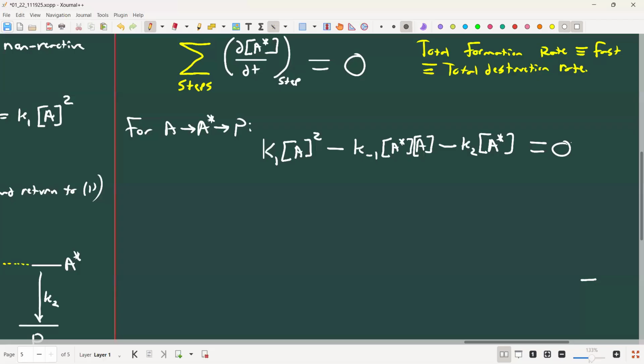Now look what I can do here. I can now solve this equation for the concentration of A star, because remember, we're at steady state. That means that the concentration of A star is fixed, constant. And we can see that I can now solve for A star here.